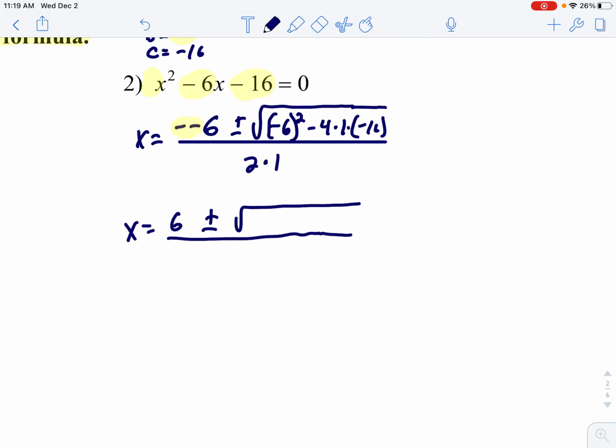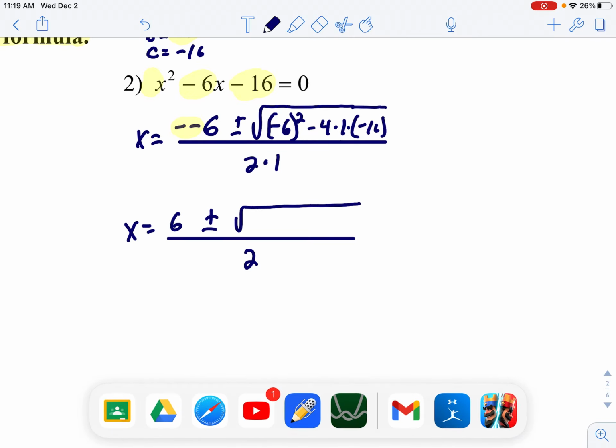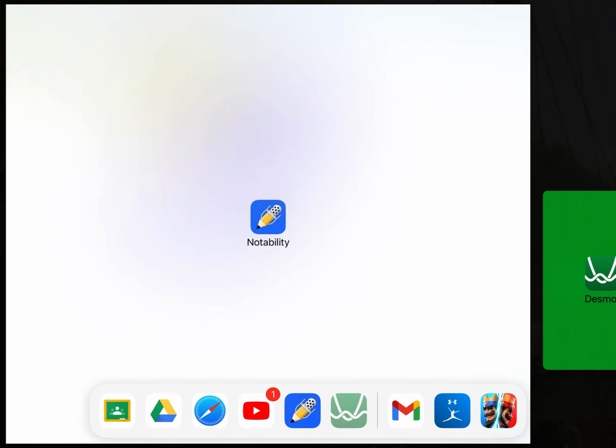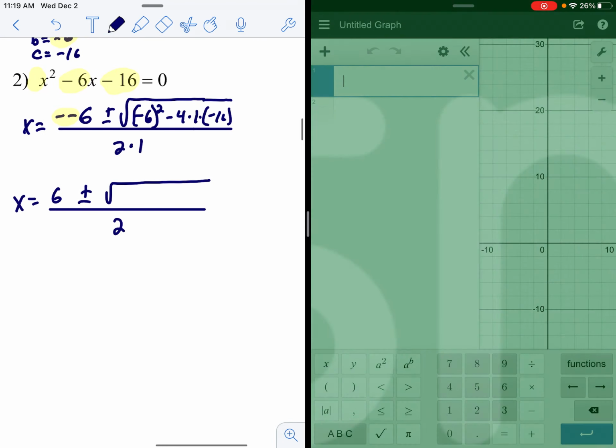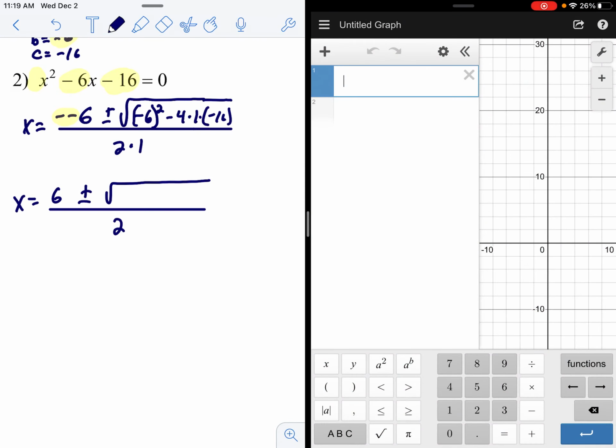Next, well, there's a few things. It just depends on how good you are at math, at arithmetic. A lot of people, it's a struggle, especially when you're doing large numbers. So here's what I suggest. The radical part, the square root part, just type that all into a calculator. So negative 6 squared minus 4 times 1 times negative 16.